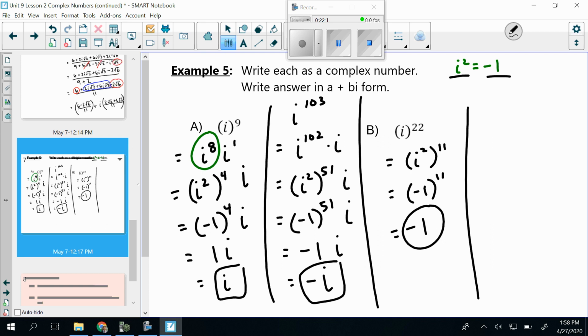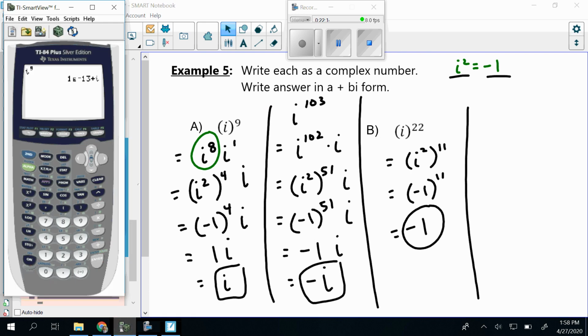Okay, just to show you on the calculator again, let's try that one. I to the 22nd power. Again, it's trying to say that it's negative 1 minus a very small number they're trying to approximate to 0. So it's negative 1 plus or minus 0I, which would be just negative 1.